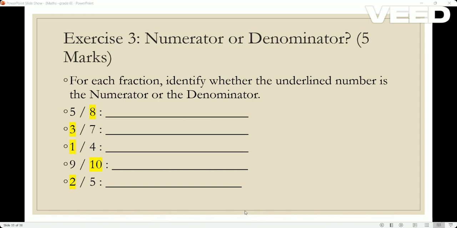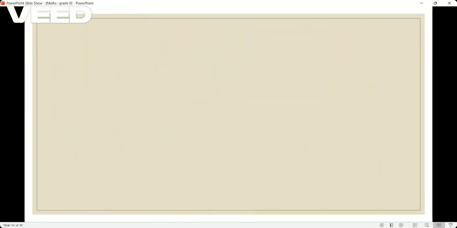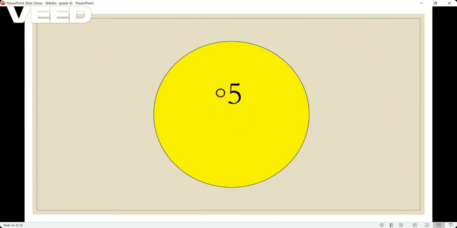Then we have a small exercise to do. That exercise is numerator and denominator. For each fraction, identify whether the underlined number is the numerator or the denominator. Here, I haven't underlined, but I have highlighted it in yellow. So you have to write whether it is the numerator or the denominator. So I thought to teach you again the numerator and the denominator.